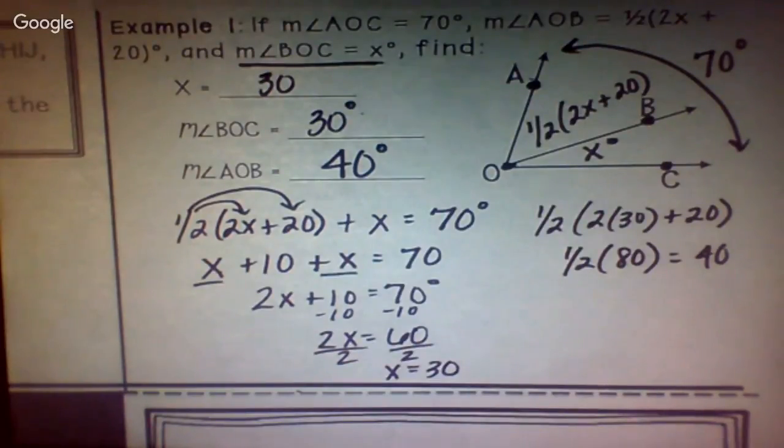So again, basic math skills is just a little bit of extra work that you all hate to do.